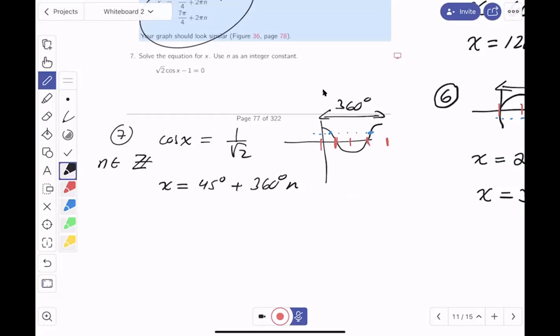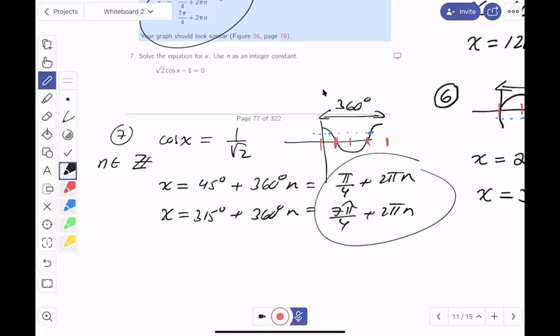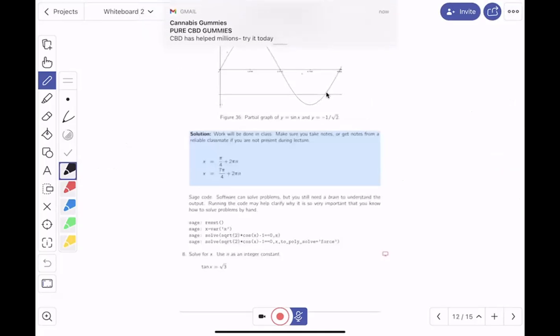All right, let's put the next one down, x equals. Well, the next one occurs between 270 and 360, which is 315 degrees, plus its repetitious pattern, 360 degrees n. Let's put the radian measure down: pi over 4 plus 2 pi n, and this would be what? 7 pi over 4 plus 2 pi n. All right, go to the next page and you'll see those answers listed for you. All right, let's go to number 8.